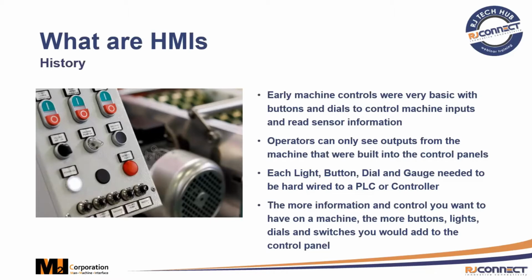As well, each button and light and dial and gauge needed to be hardwired to your controller or even to the devices directly or to your relays, etc. And this would mean that there's a lot of wiring involved. You would need extra input or output cards on your PLC, which increase the size of your PLC panel, which in turn then drives up the cost of that control system. And the more information the operator would need to control the machine, the more buttons and lights you need to add to these control panels, adding complexity and increasing cost as well.